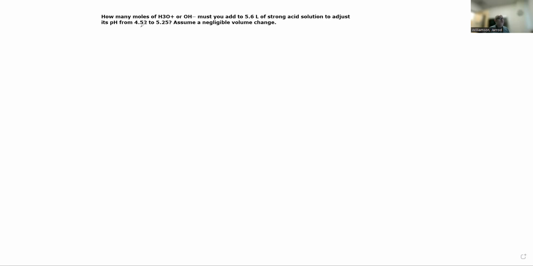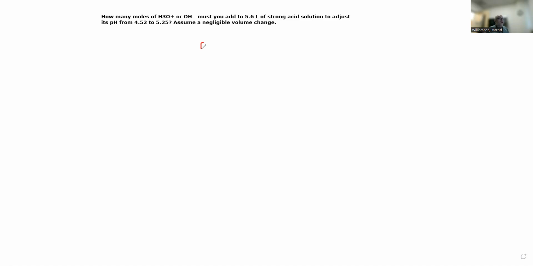Well, we're going from 4.52 to 5.25. That means we're going in a basic direction. So we'll be adding hydroxide, but we're going to be adding hydroxide to consume hydronium. Let's see how much hydronium we have to consume.